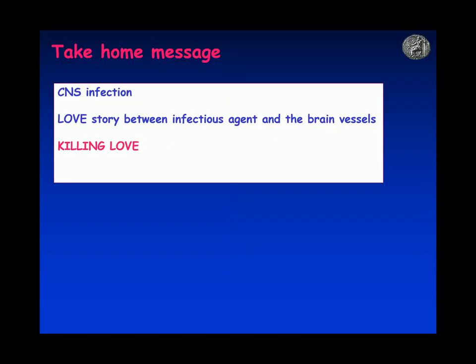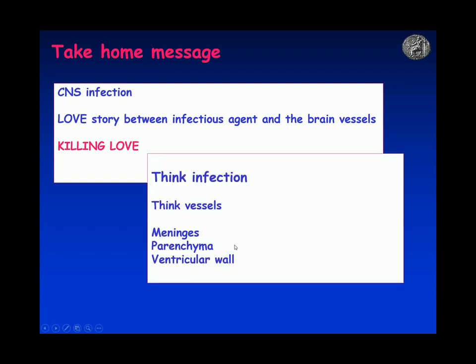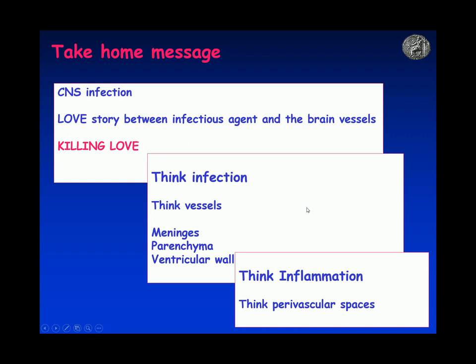CNS infection is a love story. It's a love story between the infectious agent and the brain vessels. But as all passionate loves, it is a killing love. And if you think infection, please think about vessels. This is the key point. You don't agree, but it is true. Think about vessels. Think about vessels in the meninges, the parenchyma, and the ventricular wall. And if you think about inflammation, you should think about perivascular spaces.